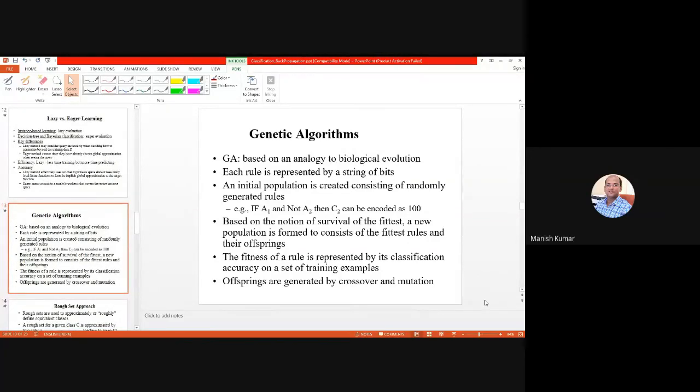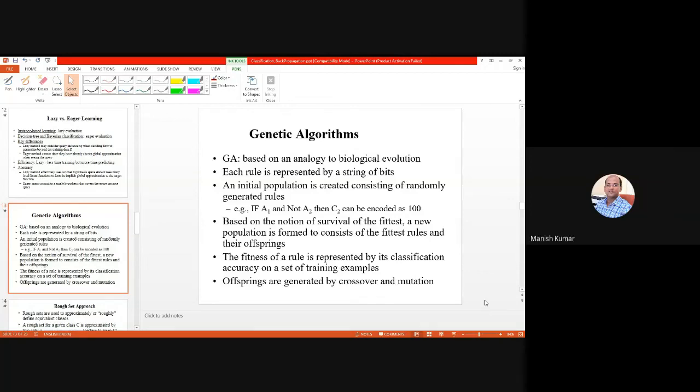Genetic algorithm, I'm not going through because I think you'll be doing it in machine learning also. It's very simple. It's an analogy based on biological evolution. The rule is represented in terms of a string of bits, and any population is created consisting of randomly generated rules. Like, suppose if A1 and not A2, then C2 can be encoded as 100. So similarly, you encode each of the rules.